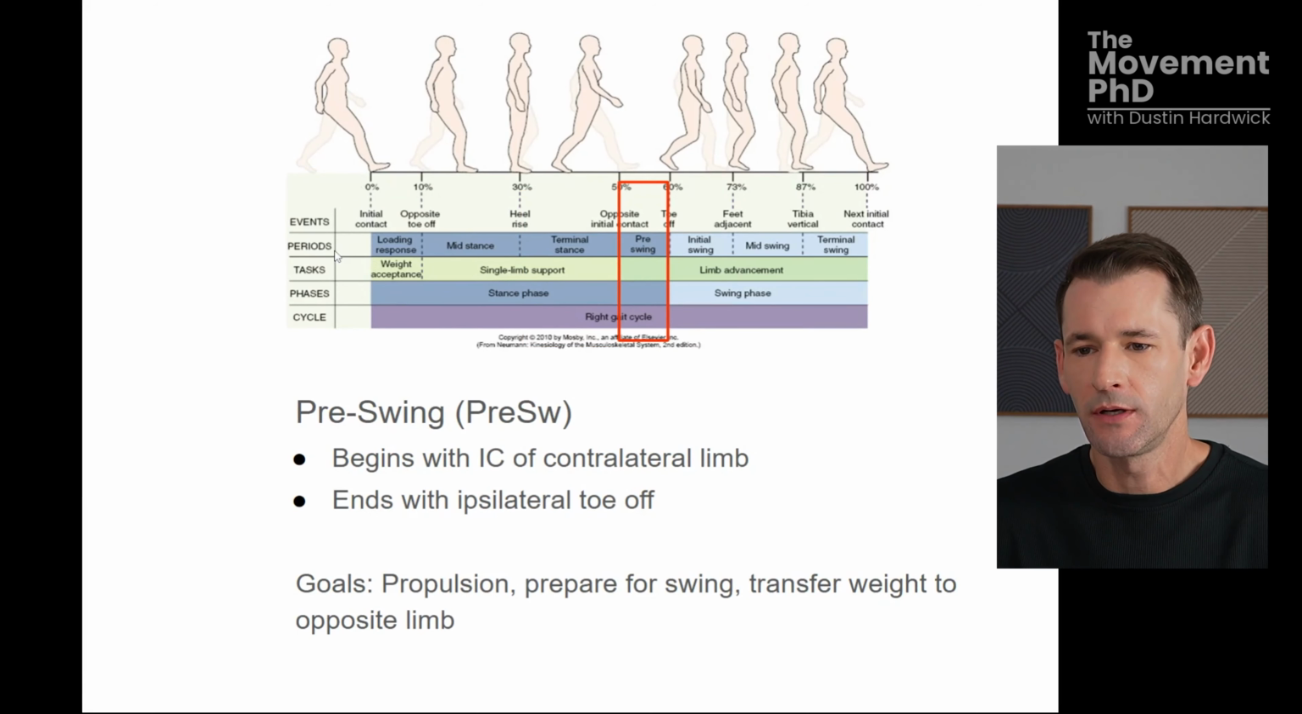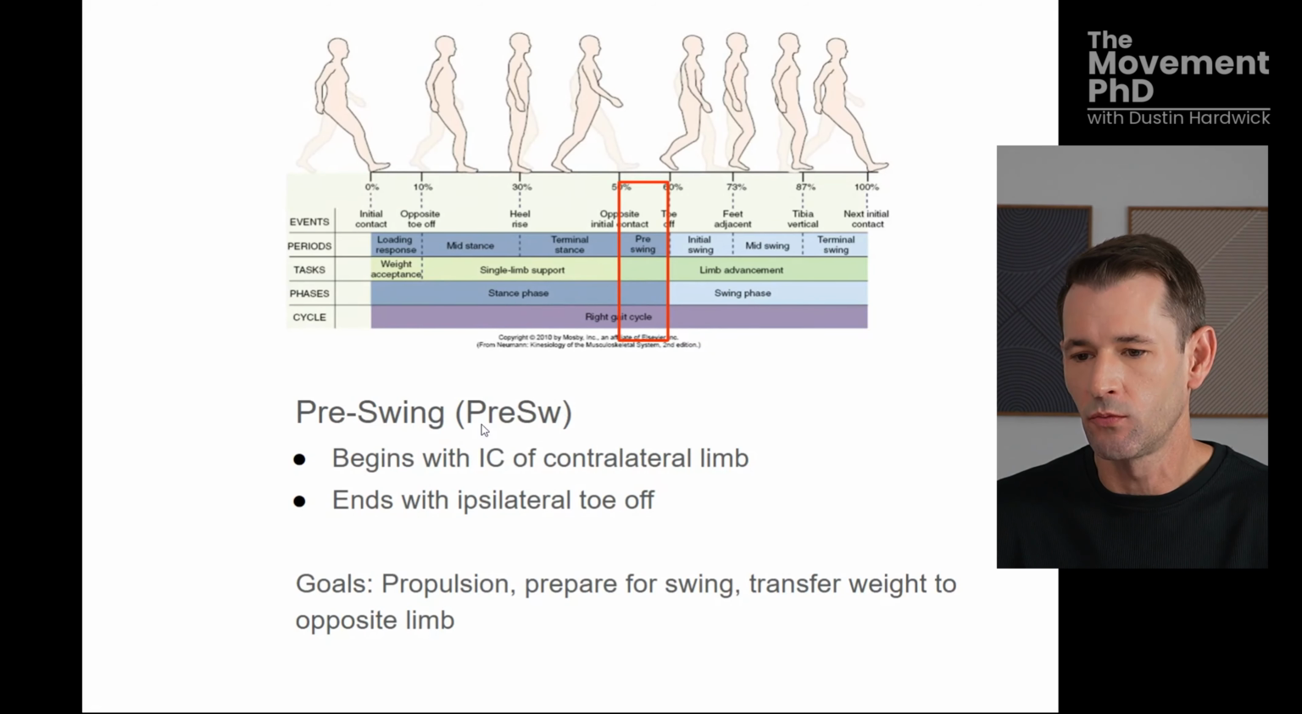The last period of the stance phase is pre-swing. Don't let the swing part throw you off. It's pre-swing, so we're still in stance phase. It begins with initial contact of the contralateral limb.